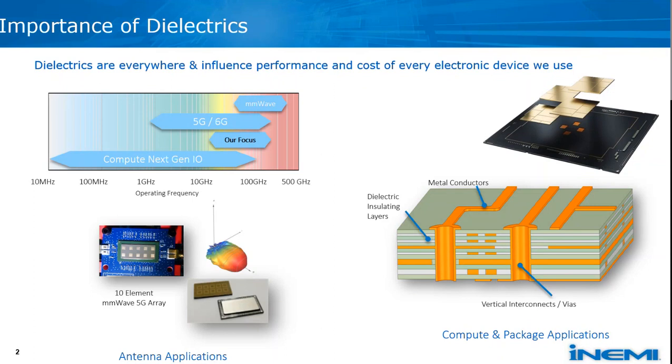If you look at the typical cross section of a high performance microprocessor package, there are many layers of dielectrics in this, and the performance of those dielectrics really influence the performance of the product. And so even though we say that our focus here is primarily millimeter wave, that really spans a huge array of applications and use cases.